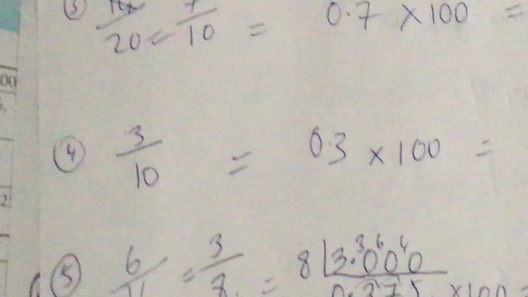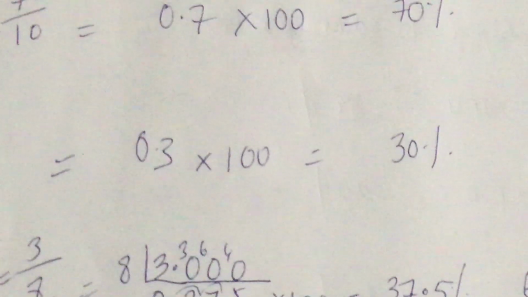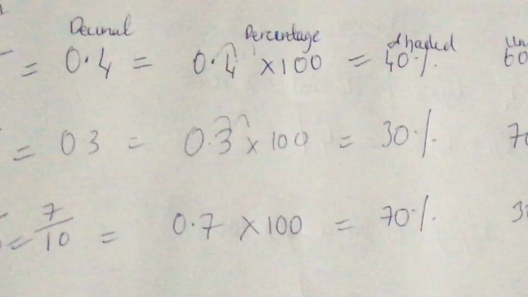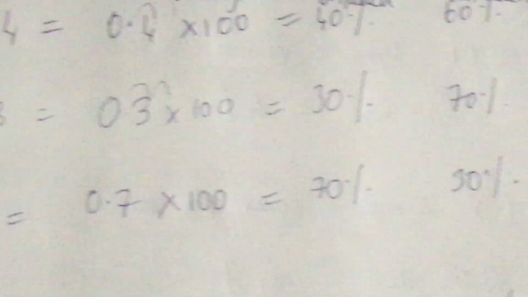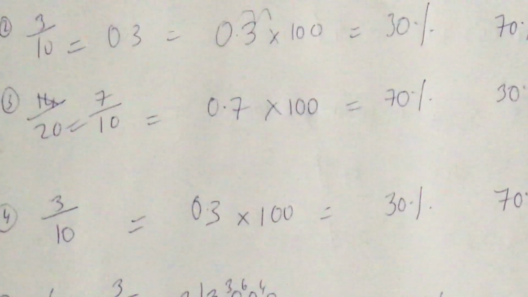Then in number 4, we have 3 out of 10. So 3 out of 10 is 0.3 multiplied by 100 to make it into a percentage, and we've got 30%. And 30% is shaded, so 70% is unshaded. Oh, I forgot, 70% in the previous one was shaded, so you take it away from 100, and that's 30%. Okay, guys, can you see that there?